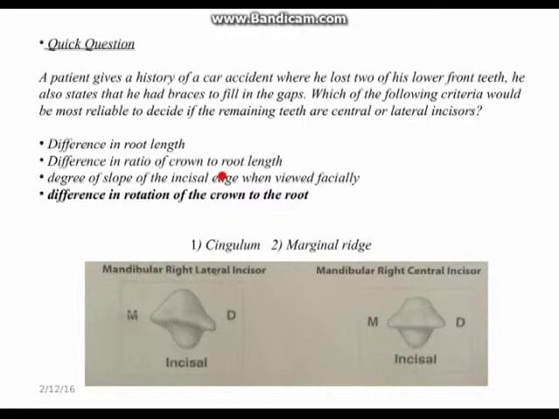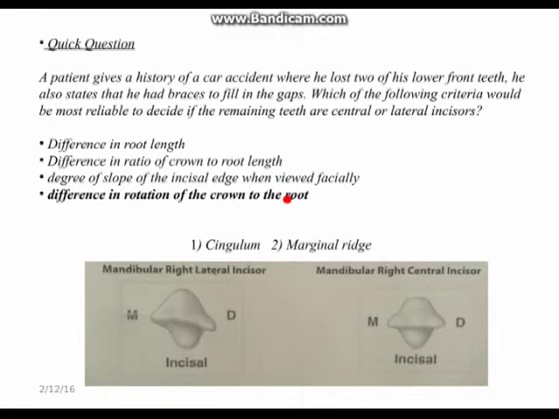Difference in ratio of crown to root length. We haven't really discussed anything about that the last lecture. Basically, the crown to the root length should be a little bit the same. I know the laterals are a little bit bigger, but that doesn't mean that the length is going to be different. Again, you don't have teeth to compare it with. Degree of slope of the incisal edge when viewed facially. Now, we know that the degree of the incisal edge, it kind of tilts lingually, but that's true for all the mandibular incisors.